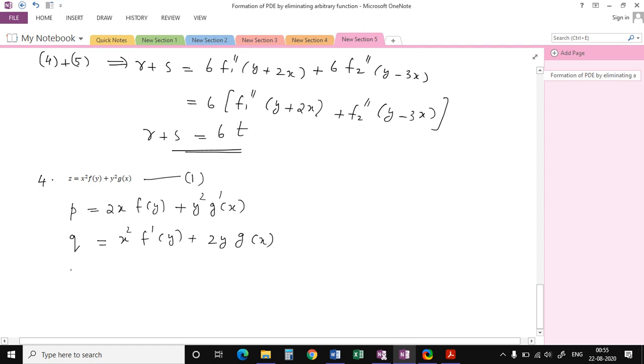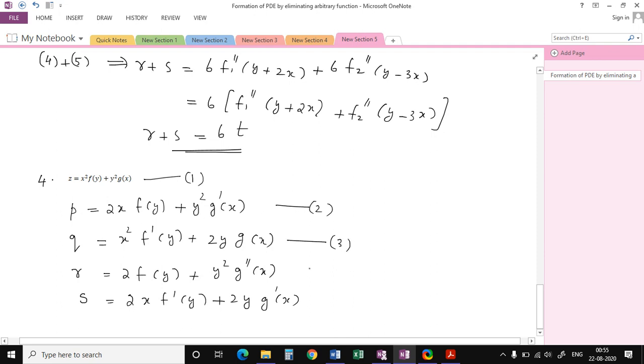Now we will find out r, s and t. R means differentiate this equation with respect to x. So we will get 2fy plus y square g double dash x. Now find out s. S, you will get by differentiating this equation, that is the second equation, partially with respect to y. So we will get 2x f dash y plus 2y g dash x. So this is my third equation, this is fourth, and this one is fifth equation.